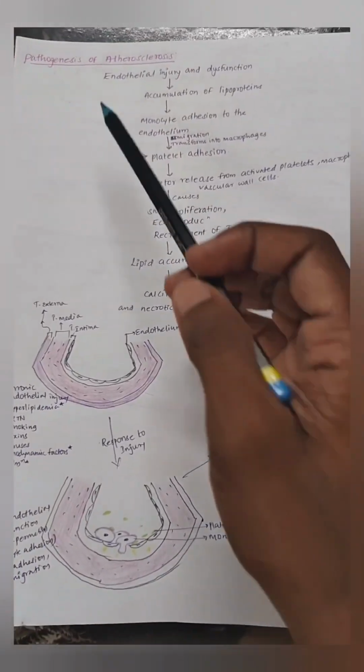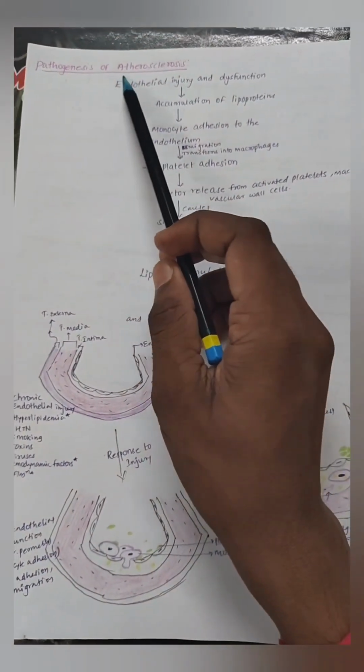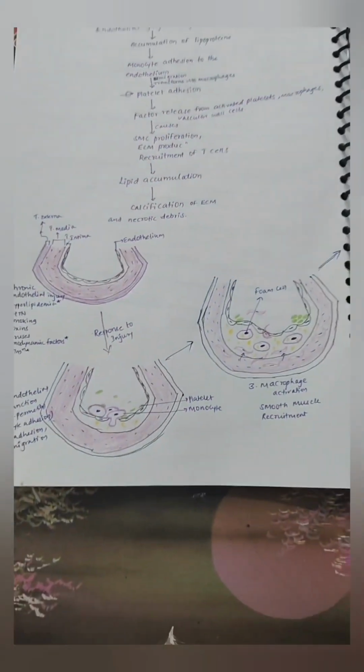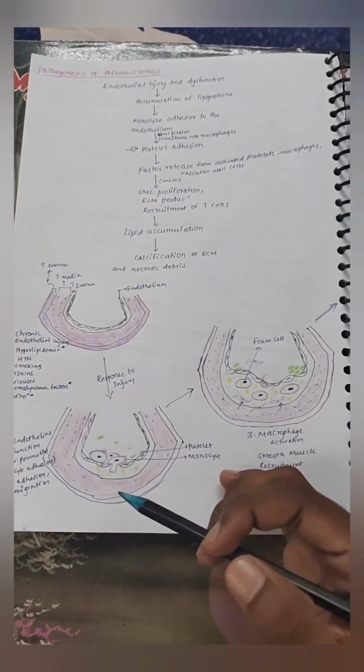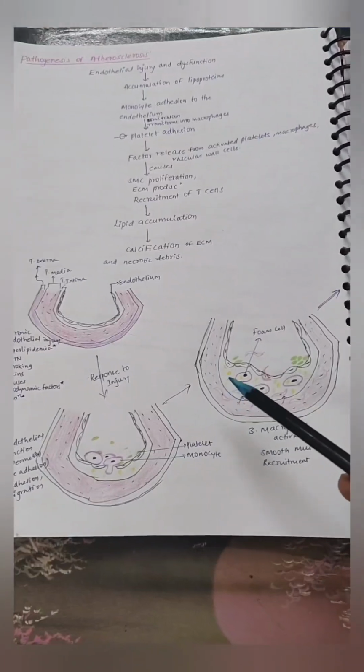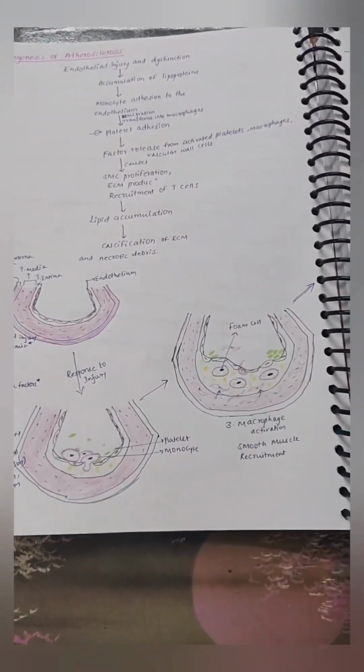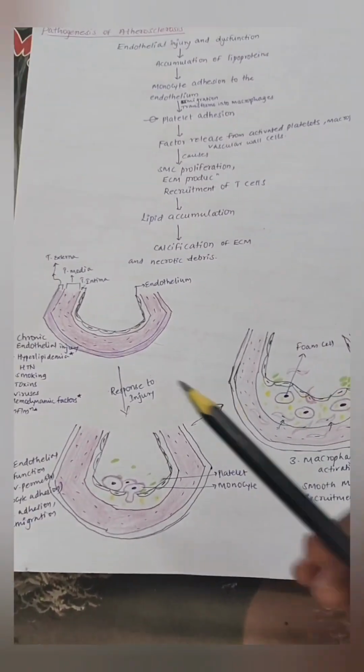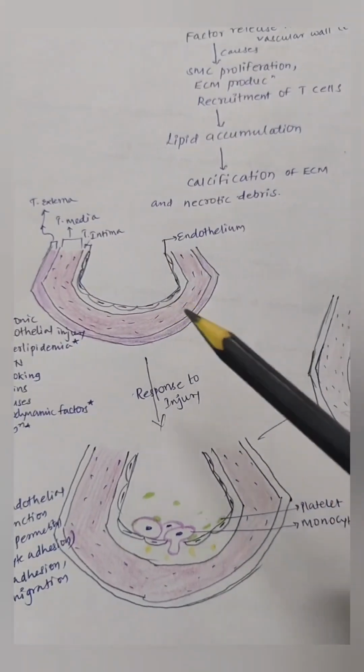Hi everyone. So now we will see about pathogenesis of atherosclerosis. So I have made some diagrams to explain. So first I will explain the diagrams with labeling, and then I will explain the pathogenesis so that you can understand better. So first, this is a cross section of normal vessel.